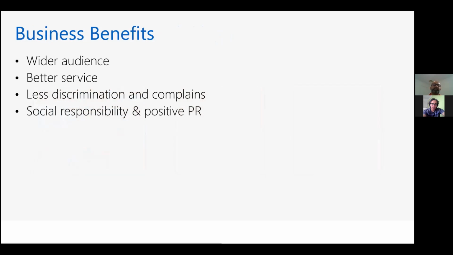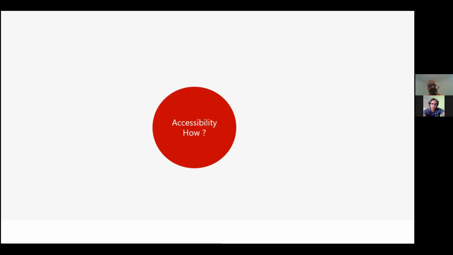And the benefits are not just limited to ethics. If a business starts paying attention to accessibility, they get some business benefits as well. For example, they get wider audience coverage. They are providing better services, getting fewer complaints, and of course they are helping in building a better society, so they are gaining positive PR as well. So that was a little introduction to accessibility and why it is important.